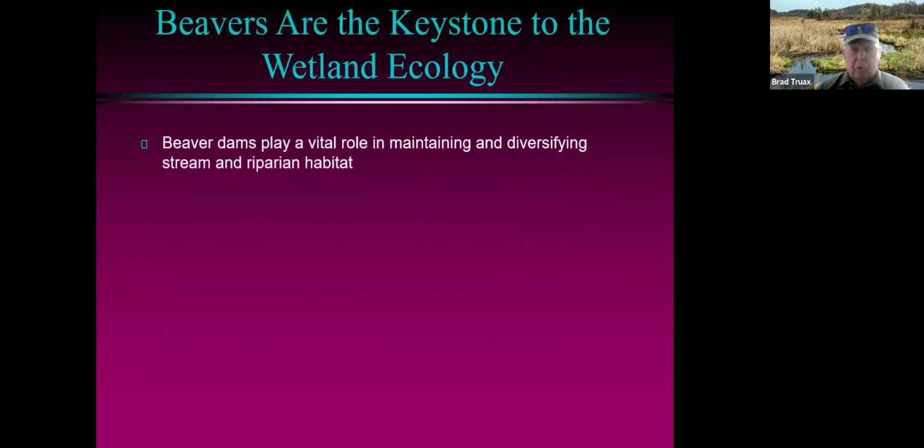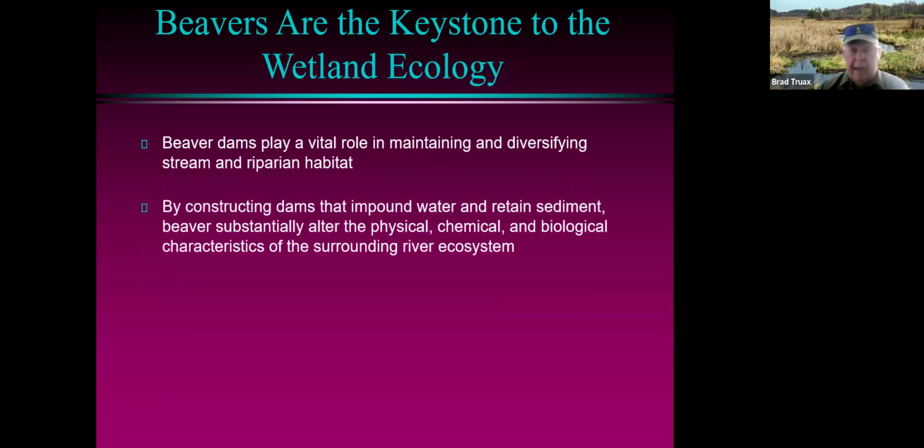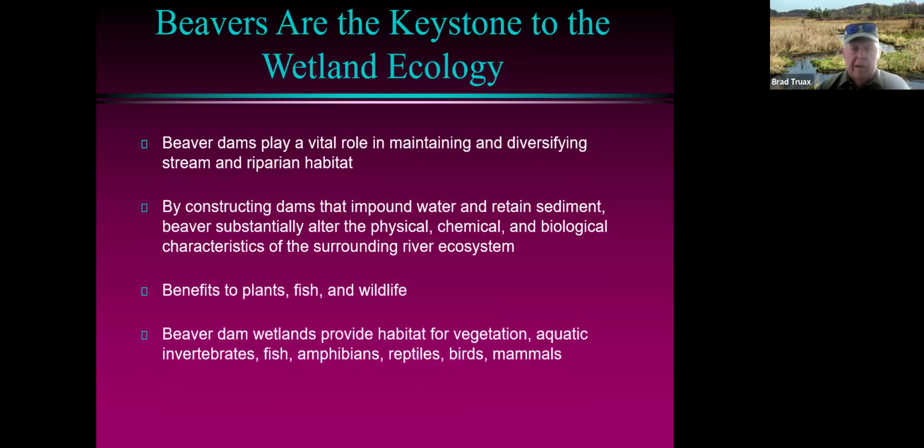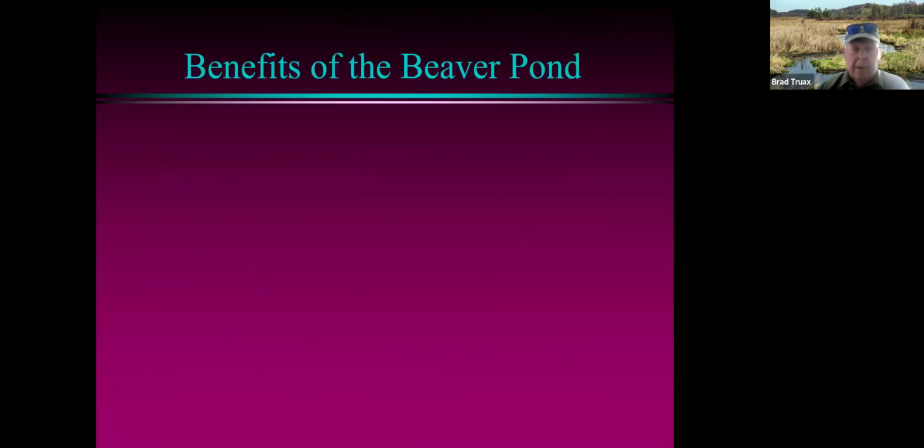So beaver dams play a vital role in maintaining and diversifying the stream and riparian habitat. They construct dams that impound water and retain sediment. And the beaver's activity substantially alters the physical, chemical, and biological characteristics of the entire river ecosystem. There are benefits to plants, fish, and wildlife. And the beaver dam provides habitat for vegetation, for aquatic invertebrates, for fish, for amphibians, reptiles, birds, and mammals.